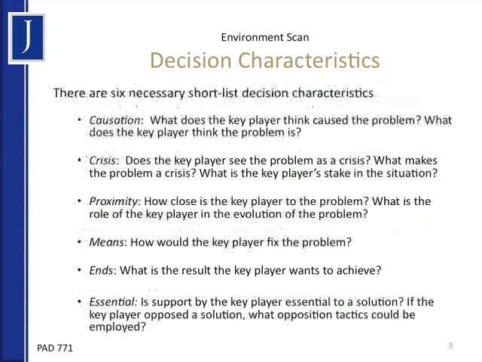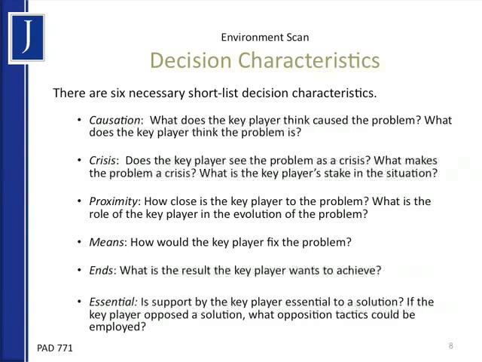There are 6 necessary short list decision characteristics that should appear in your analysis. At a minimum, the 6 characteristics in this slide must be examined in this stage of your paper. However, you are free to go beyond this number as well.